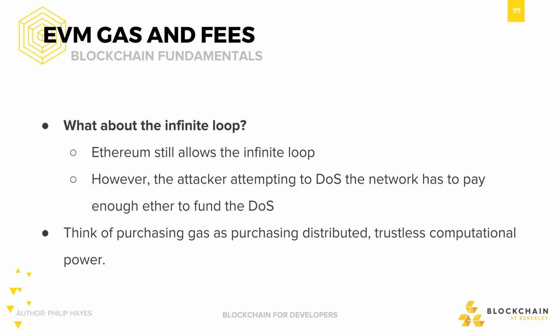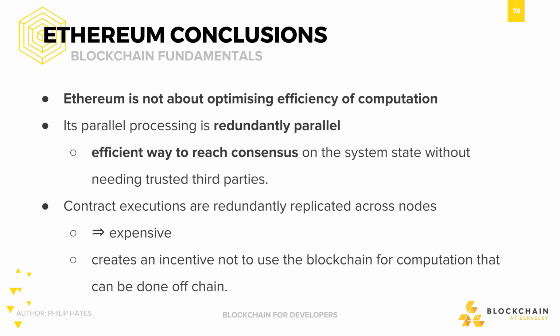So what about the infinite loop? Does that go away? Nope, it's still there, but if you try to DoS the network using infinite loops, you have to pay gas. You have to pay to DDoS the network. So incentives are completely aligned here. Remember, this is a decentralized computer, so people are paying for it. Kind of like decentralized AWS in some ways, but not quite as good in terms of user experience yet.